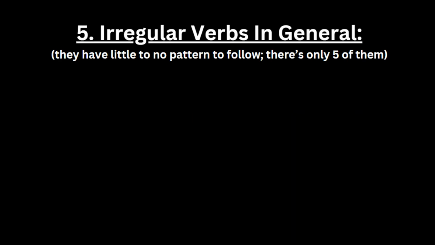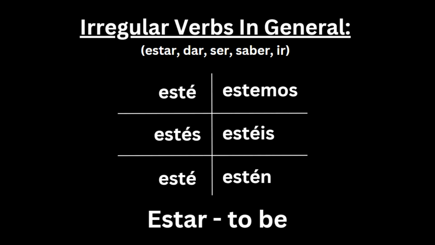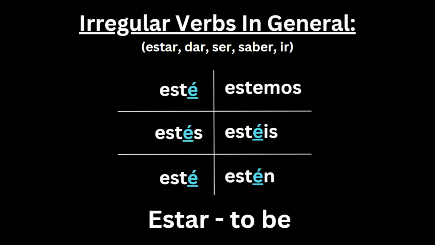And now we get to irregular verbs in general, which have little to no pattern to follow at all, so you will have to remember them as they are. In this category, there are only 5 verbs: estar, dar, ser, saber, and ir. In the present subjunctive, the verb estar will look like this: yo esté, tú estés, él esté, and so on. What makes estar irregular in the present subjunctive is the presence of accents, except nosotros. Nonetheless, it's a simple verb to memorize.